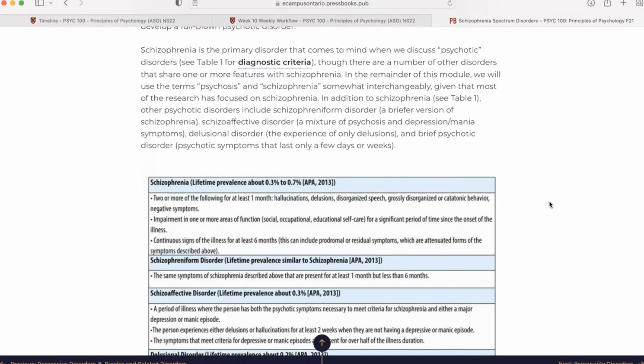Schizophrenia is the primary disorder that comes to mind when we discuss psychotic disorders, though there are a number of other disorders that share one or more features with schizophrenia. In the remainder of this module, we will use the terms psychosis and schizophrenia somewhat interchangeably, given that most of the research has focused on schizophrenia. In addition to schizophrenia, other psychotic disorders include schizophreniform disorder, schizoaffective disorder, delusional disorder, and brief psychotic disorder.